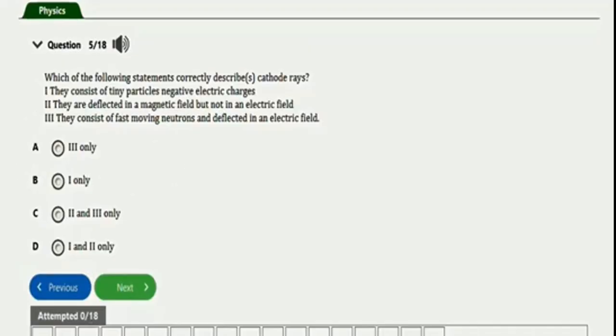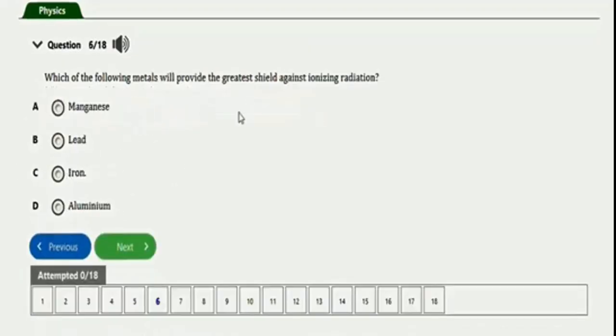The next question will be this one. It says, which of the following metals will provide the greatest shield against ionizing radiation? We have manganese, lead, iron, aluminium. So the right option is option B, which is lead. Very important. Take note of this question.